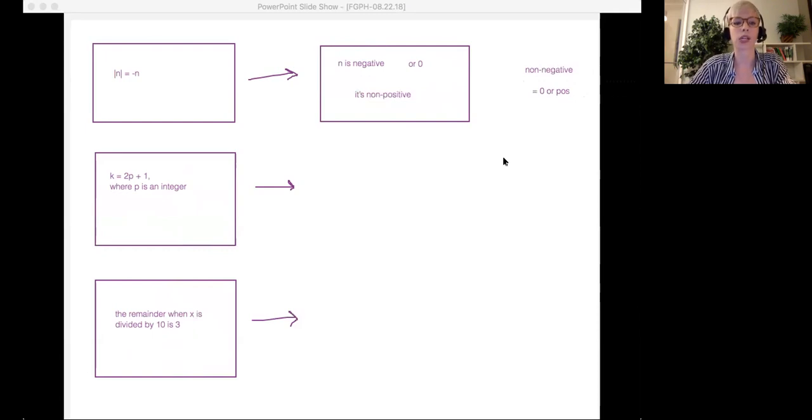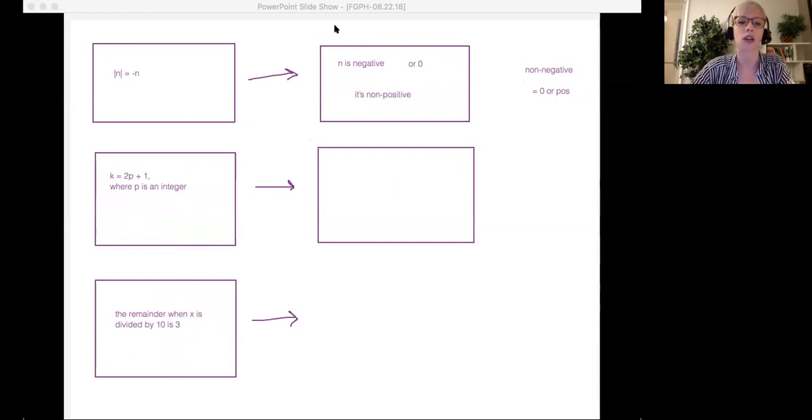All right, cool. k equals 2p plus 1, where p is an integer. I mean, at first glance, you're like, okay, so what? This is just some random information about some variables, k and p. But there is something very specific that this is telling us. If p is an integer, then 2p, 2 times any integer, is going to be even. And then an even plus an odd, plus 1, plus any odd, but particularly plus 1, it's got to be odd. So k must be odd.